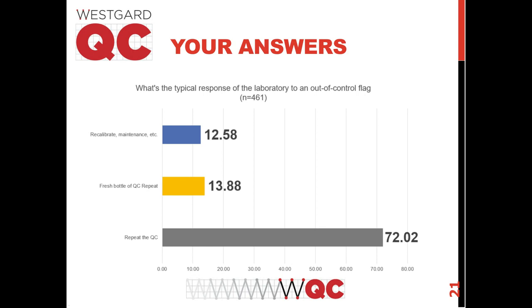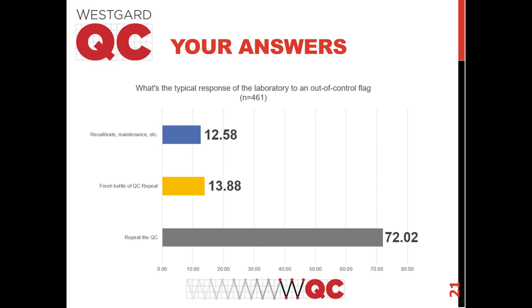You repeat the control. I like to call that double or nothing QC. You're rolling the dice again to see if the value falls in, and you're hoping that it will, and that way you can move on with your day. And about a quarter of you do something different, which is either you run a new control or you try to recalibrate or perform some maintenance.